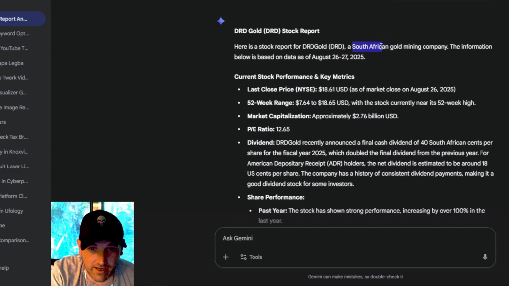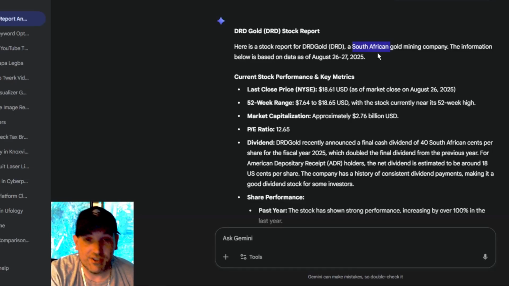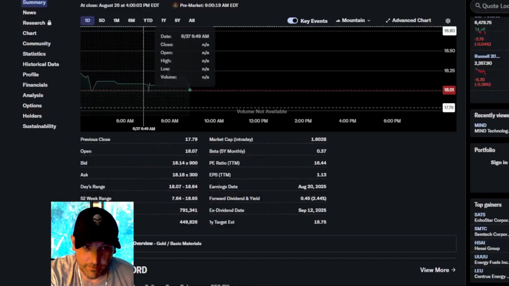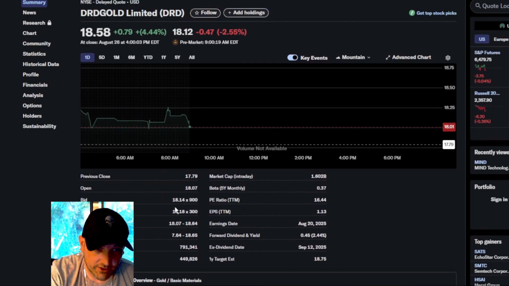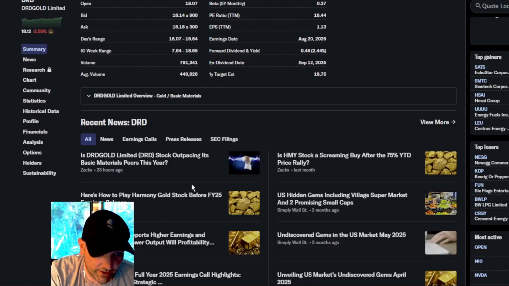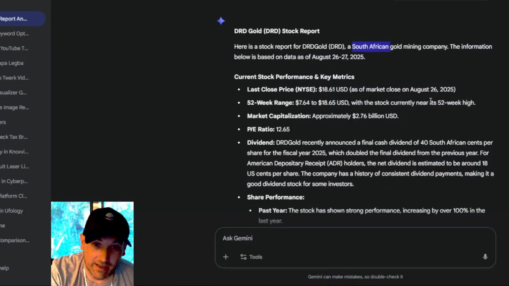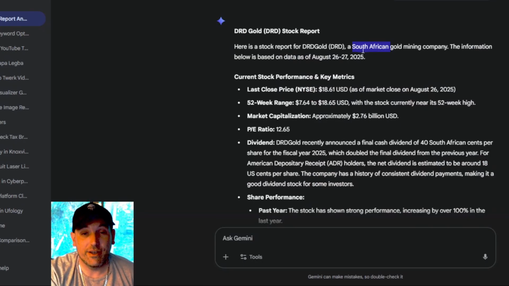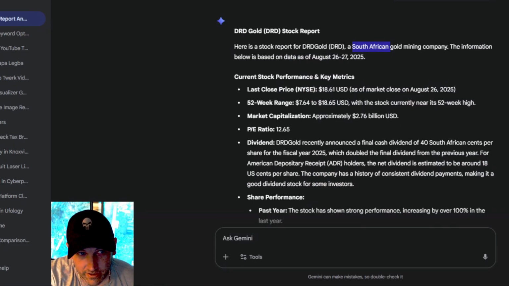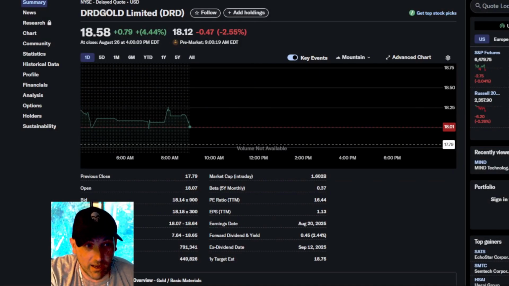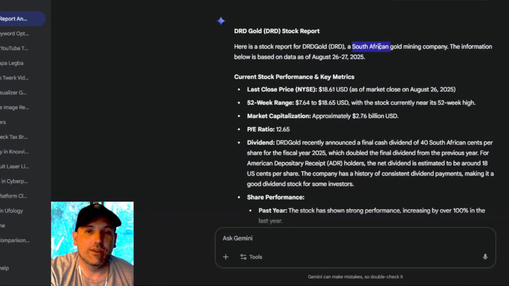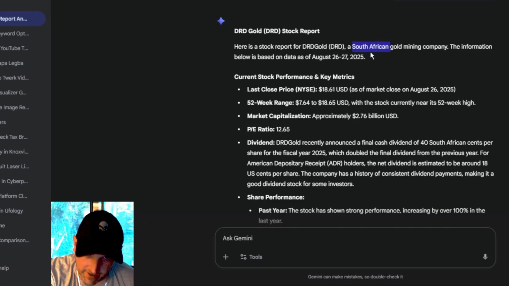Within the first line, we know this is a South African gold mining company. We look at DRD over here on Yahoo Finance. You tell me where it says anything about this being a South African company. So within 1 second, Google Gemini has already given us more information, easy to digest, than Yahoo Finance. I would say that's pretty important information, the location of the company, right? So, AI 1, Yahoo Finance 0.